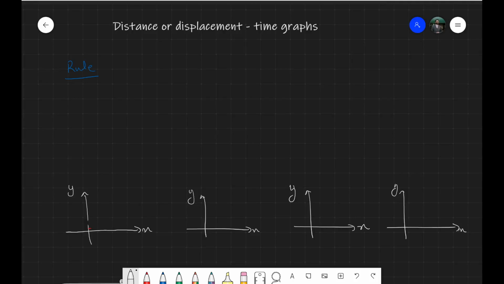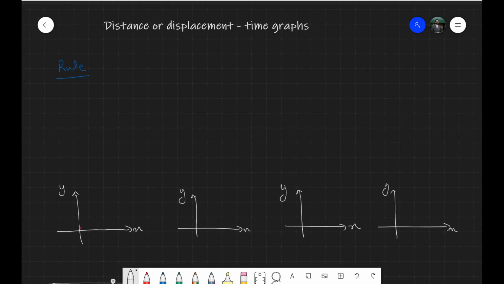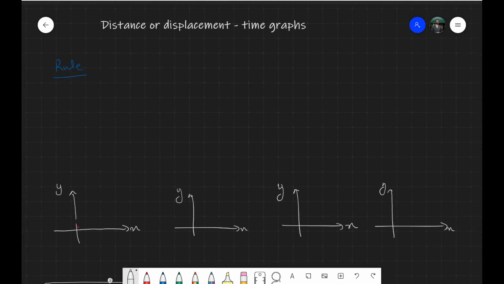Okay then, after understanding the concepts of distance, displacement, velocity, speed, acceleration, we need to now look at the graphs of kinematics. And the first types of graphs that we need to be concerned about are distance versus time graphs or displacement versus time graphs. And this is going to be the focus of this video. So with displacement time graphs, there is a single rule that you need to just remember.